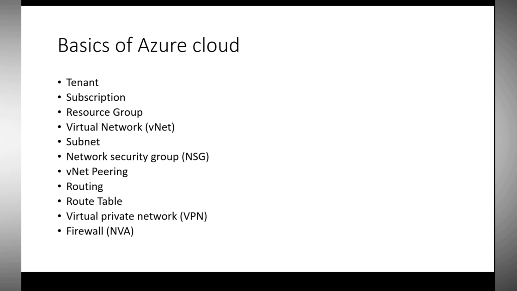So let's start with the basics of Azure Cloud. We will cover what is tenant, what is subscription, what is resource group, virtual network, subnet, NSGs, VNet peering, routing, route table, virtual private network, and firewalls. These are the very important terminologies or components of Azure, which you should know before you work on Azure.